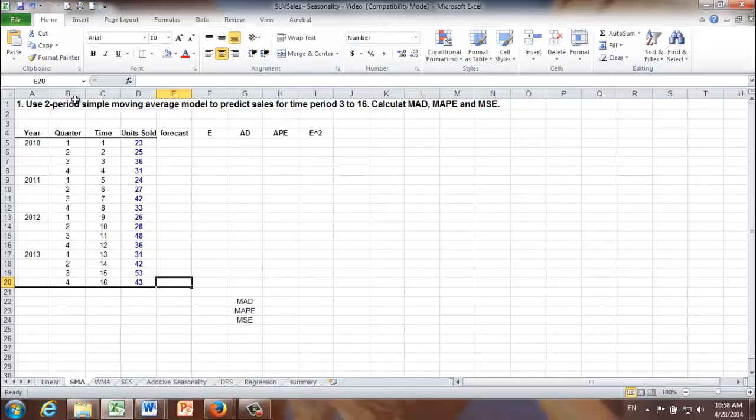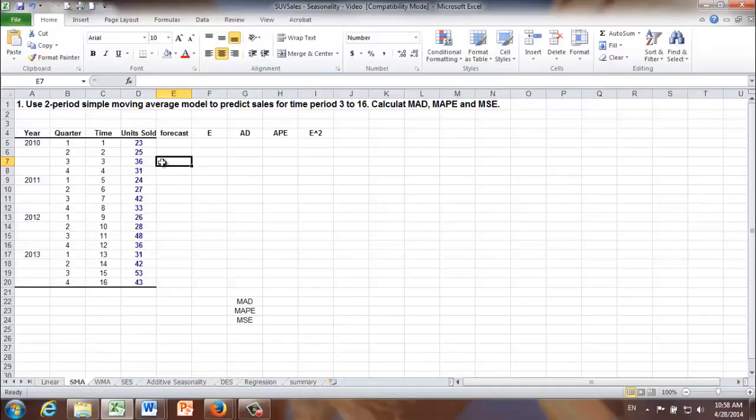Here we are going to use the 2-period simple moving average method to predict sales for time period 3 to 16, and then calculate MAD, MAPE, and MSE. Alright, why time period 3 to 16? Here's the thing. Because we're going to use a 2-period simple moving average, the very first time period for which we can make a forecast is time period 3, because we are going to use the information from the previous 2 time periods to make a prediction. So let me start over here.